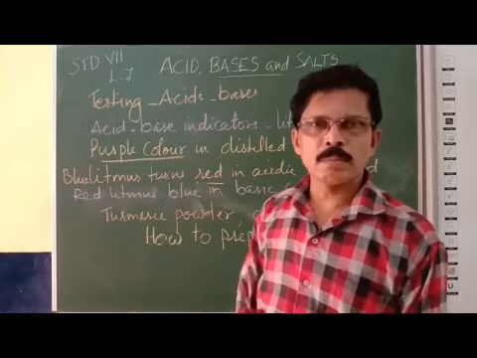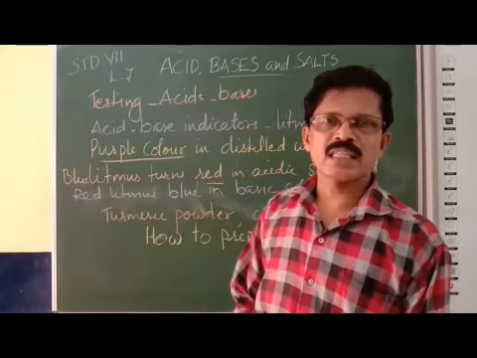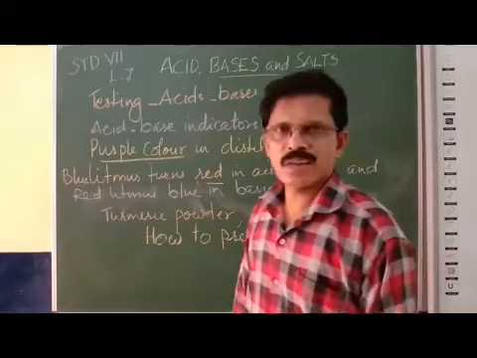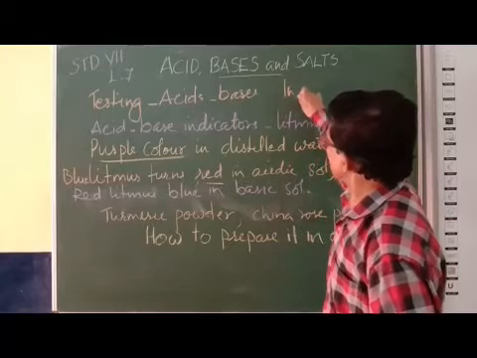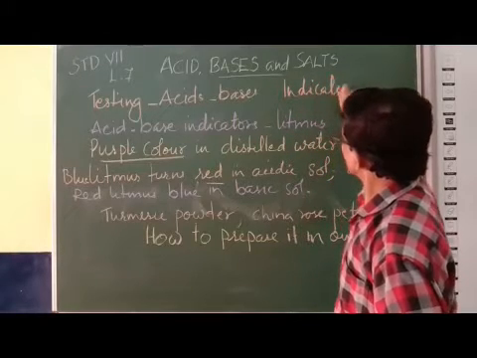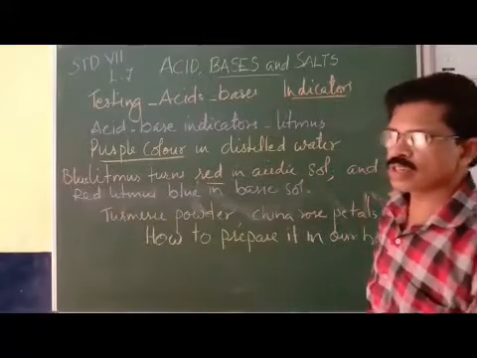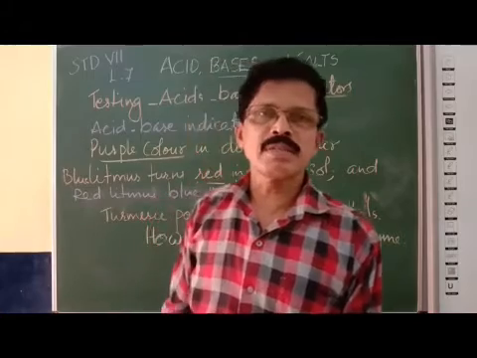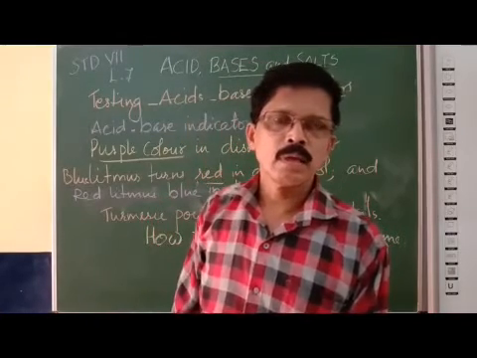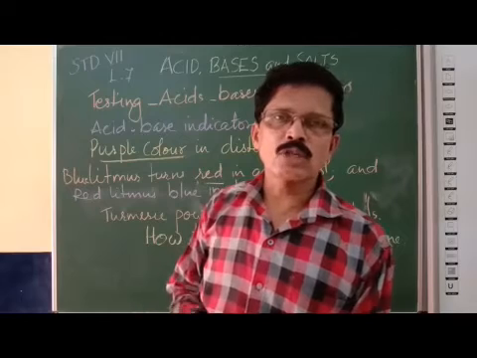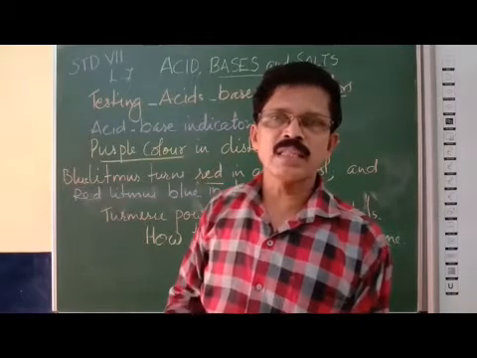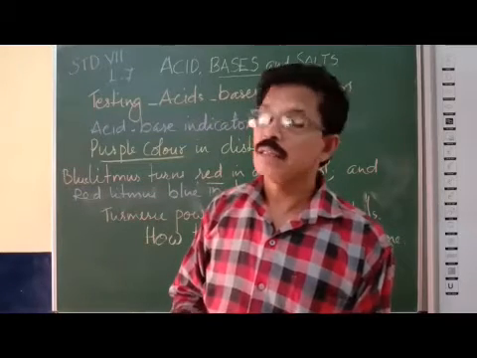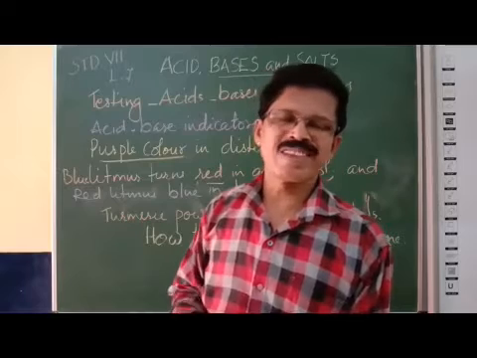In this situation, we have some chemicals to check whether a substance is acid or base. We call them indicators. So, what are indicators? Indicators are substances which are used to test whether the given substance is acidic or basic. An indicator shows different colors in acid and basic solutions. Thereby we can identify various substances, whether they are acidic or basic.